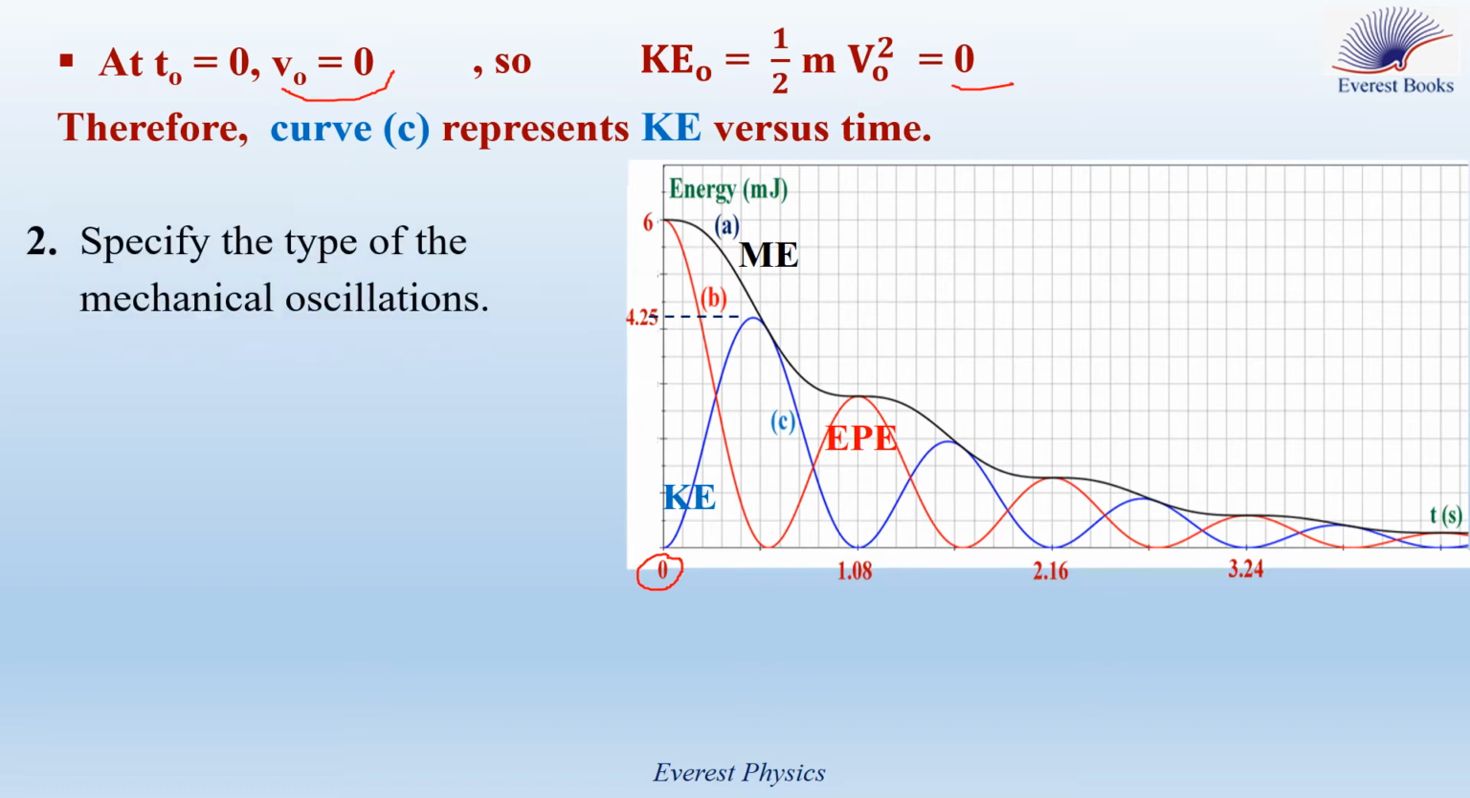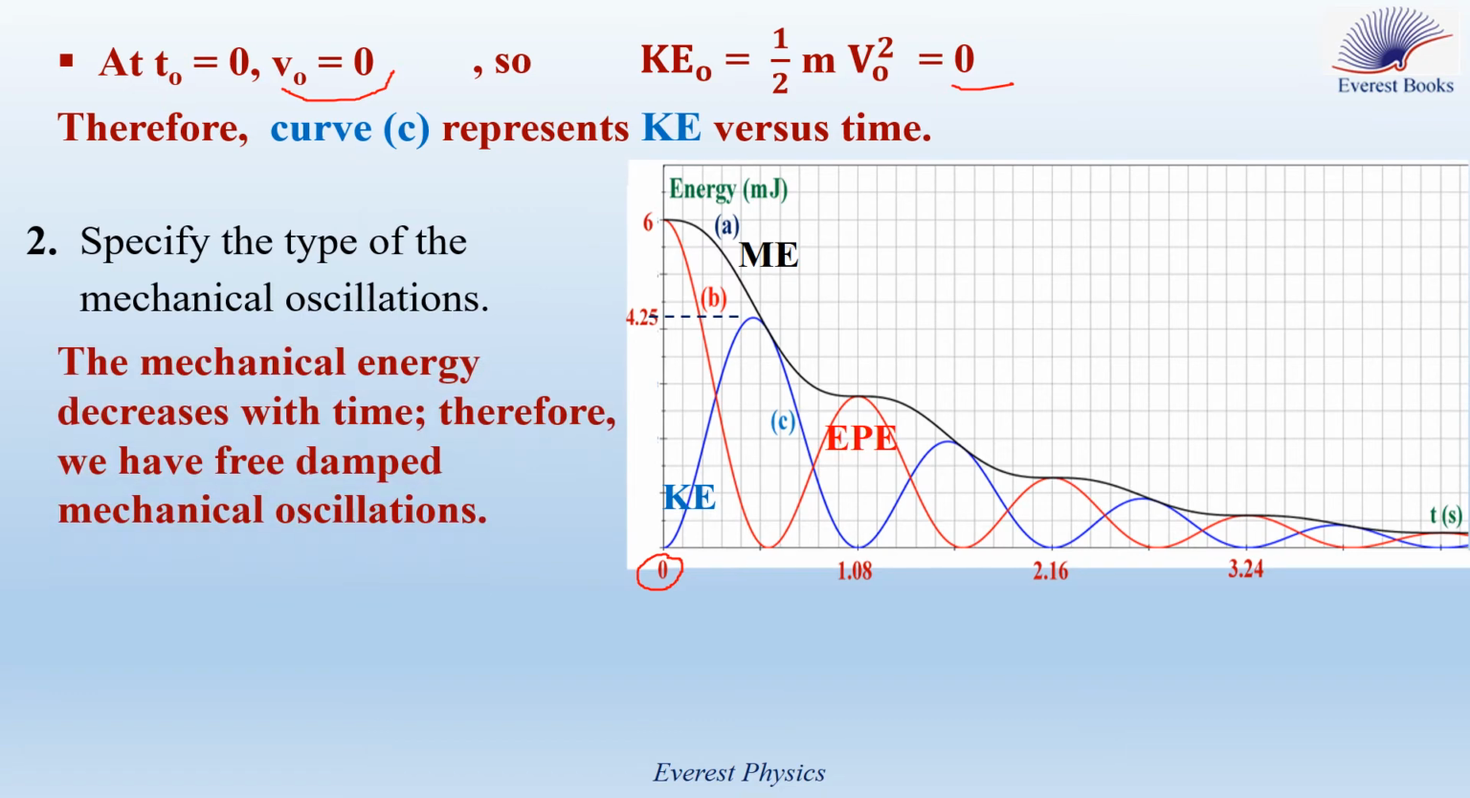Now, question number 2. Specify the type of the mechanical oscillations. Since the mechanical energy of the system decreases with time and we have no external intervention, therefore the type of oscillation is the free damped mechanical oscillations.